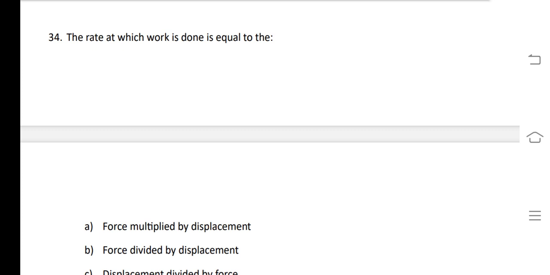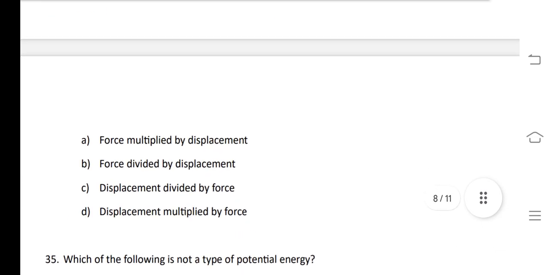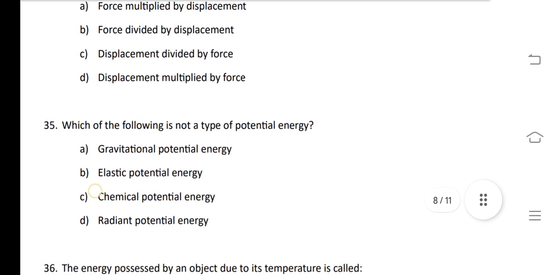So another formula of power is force into velocity. We will check: force multiplied by displacement is not power. Force divided by displacement is not power. Displacement divided by force is not power. This question is again repeated.